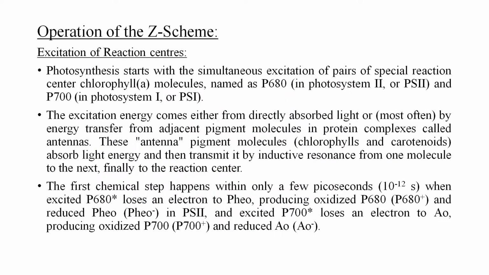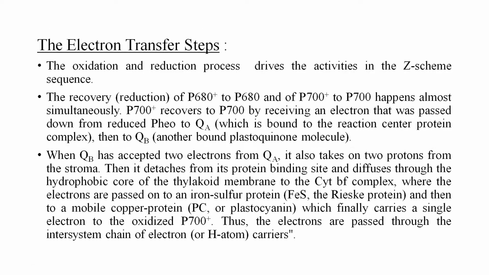the oxidation state. The two reactions occur simultaneously. The P680 will be in the oxidized state, and the P700 also in the oxidized state in the simultaneous procedure. The electron transfer from P680 reaches pheophytin, and from P700 it reaches A0.